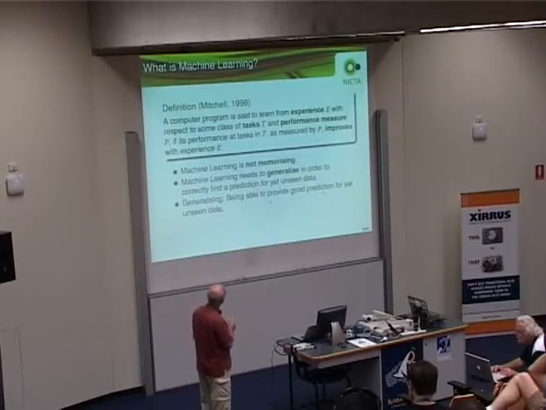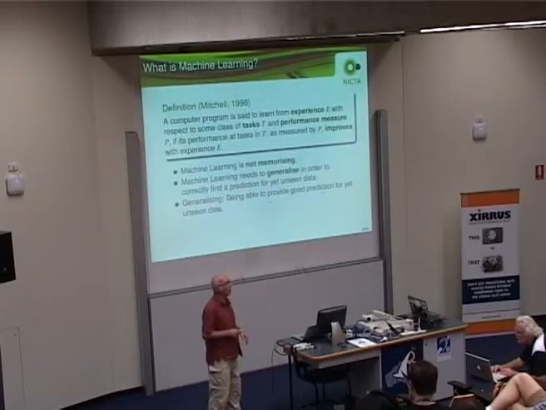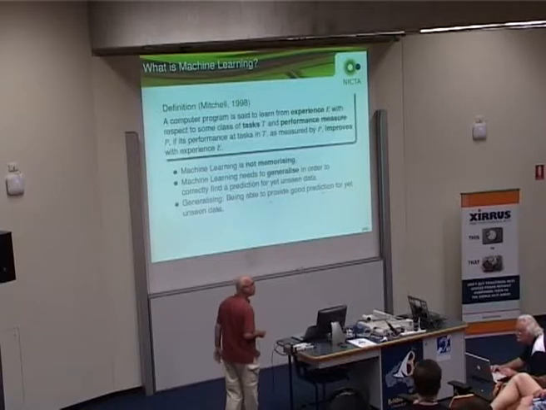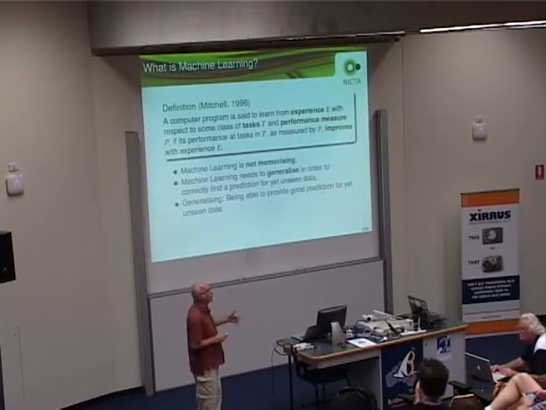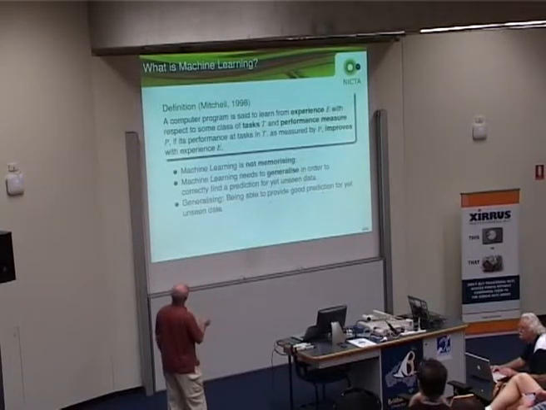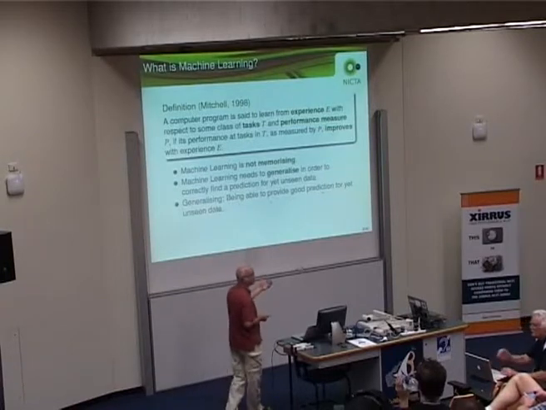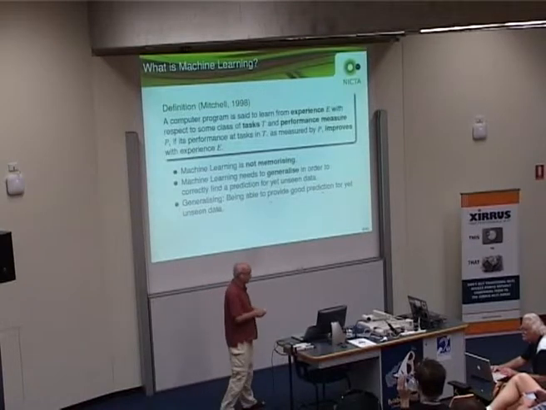I want to stress another point here. Machine learning is not memorizing. It's not just writing everything you have in a big table and then looking it up. It's more, and usually we use the term generalizing, because you have unseen examples which sit somewhere between what you have seen, and you want to generalize what you have learned to these unseen examples. Generalizing means you want to give a good prediction for these unseen examples from your machine learning algorithm.